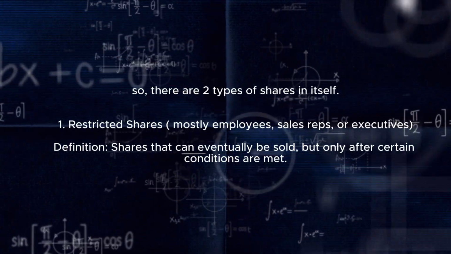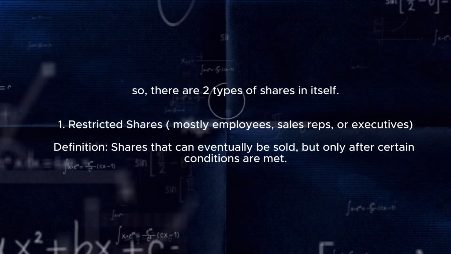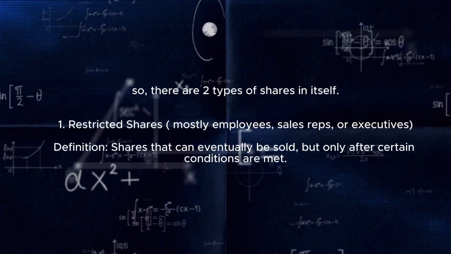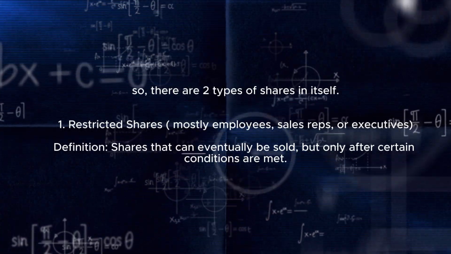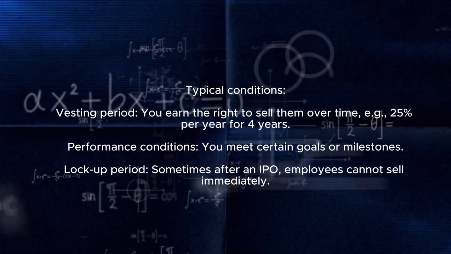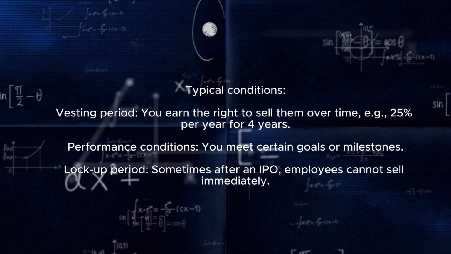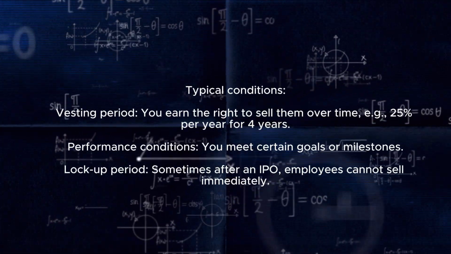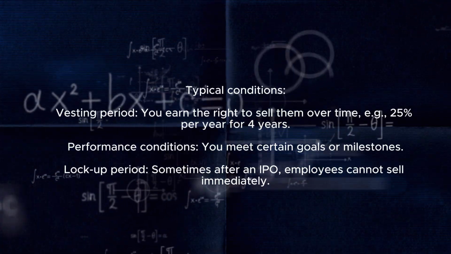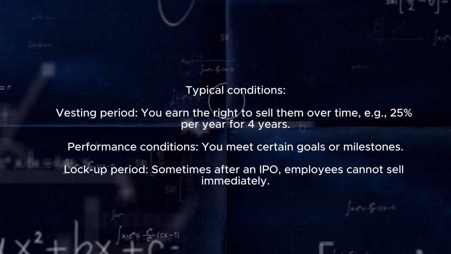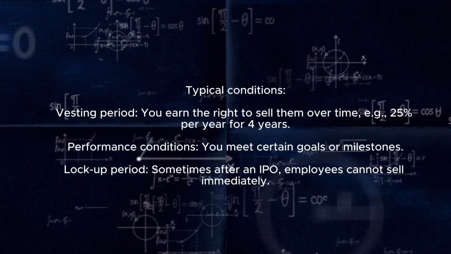So there are two types of shares. 1. Restricted shares, mostly for employees, sales reps, or executives. Definition: shares that can eventually be sold, but only after certain conditions are met. Typical conditions: vesting period, you earn the right to sell them over time, for example, 25% per year for 4 years. Performance conditions, you meet certain goals or milestones. Lockup period, sometimes after an IPO, employees cannot sell immediately.